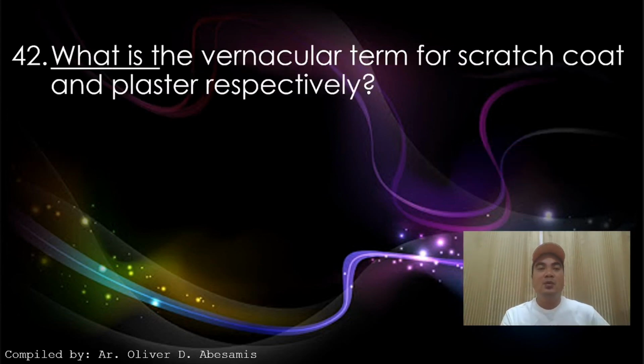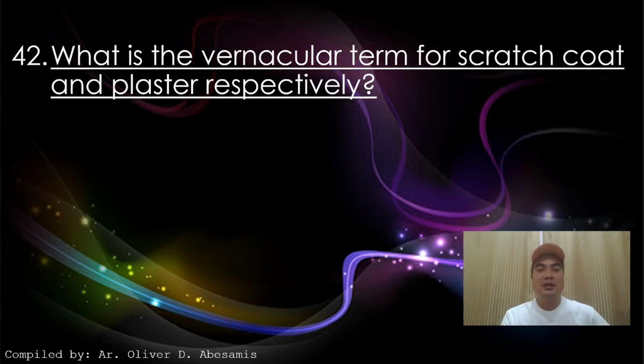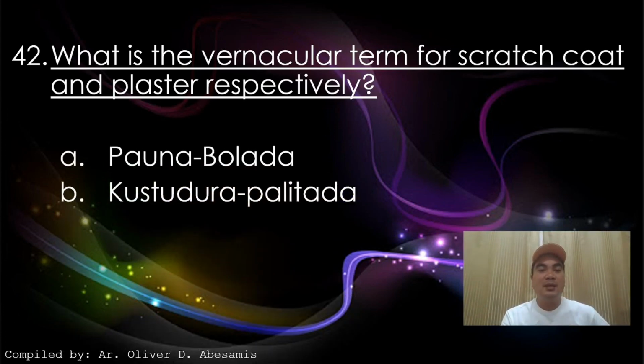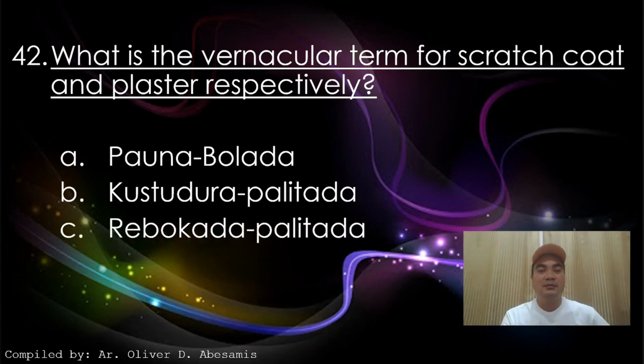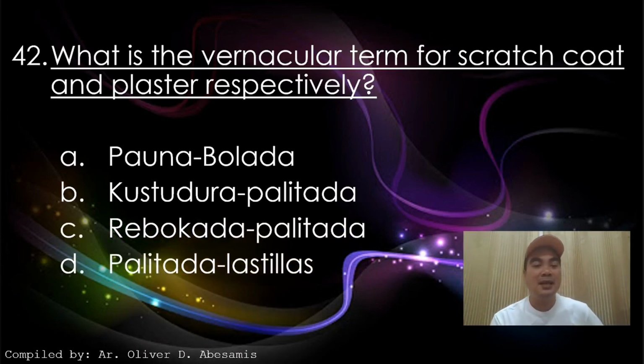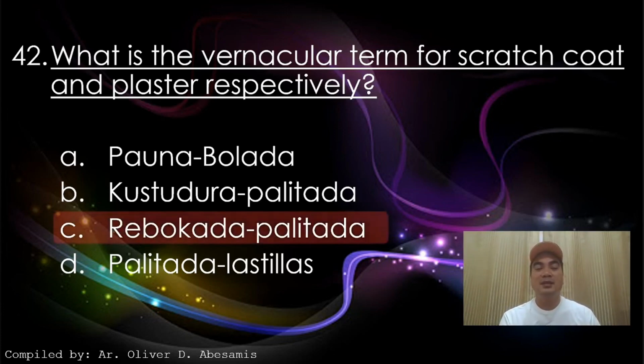42. What is the vernacular term for scratch coat and plaster respectively? A. Pauna bolada, B. Custudura palitada, C. Rebocada and palitada, and D. Palitada lastillas. Answer? C, Rebocada and palitada.